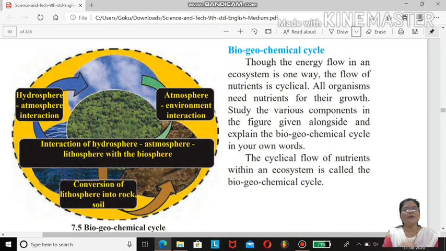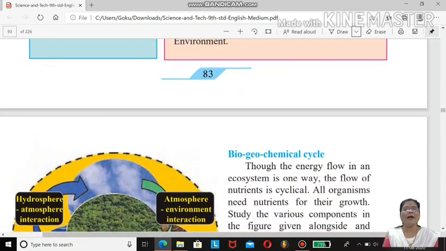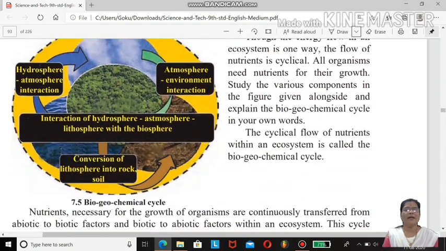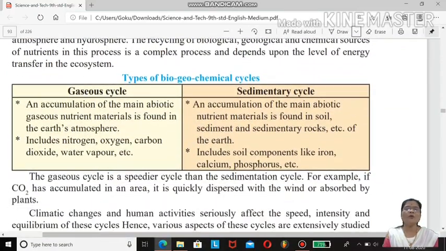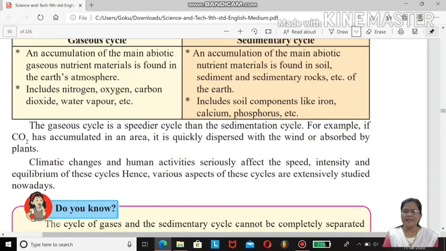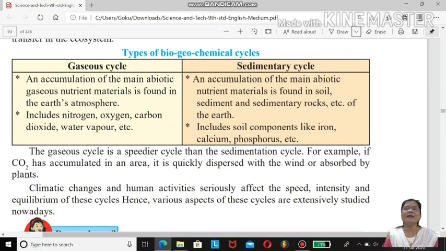The nutrients are used from abiotic to biotic and again to the atmosphere. That is why it is called the biogeochemical cycle. Then what are the types of biogeochemical cycle? There are two types of biogeochemical cycles, gaseous cycle and sedimentary cycle. Students, look at the distinguishing chart. In that chart, the gaseous cycle and sedimentary cycle are given in distinguishing form.